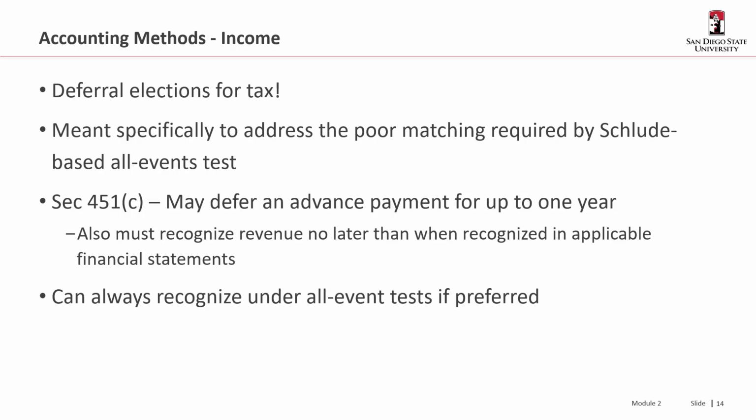So that's when a taxpayer receives a payment in advance of having to deliver the services or goods to the customer. And we're going to allow you to defer that payment for up to 1 year, but never later than you recognize it in your financial statements. Now, of course, you can always recognize it earlier under the all events test if you want to. But what taxpayer ever wants to accelerate income? That goes against the general rule of the timing tax planning variable.